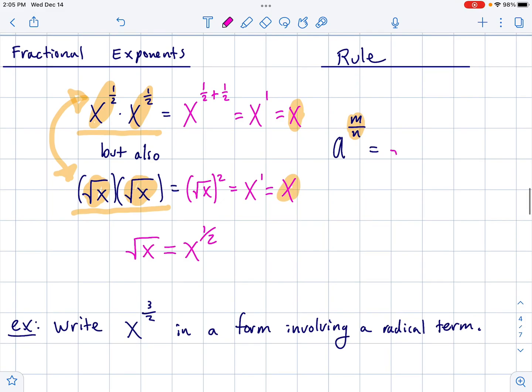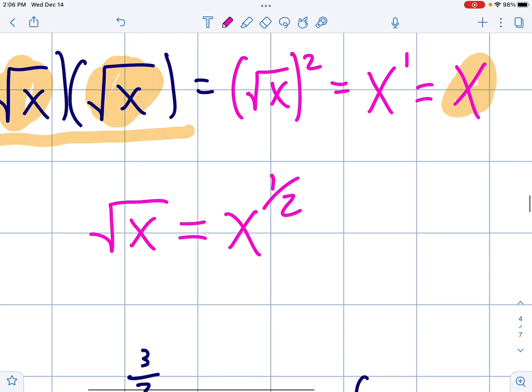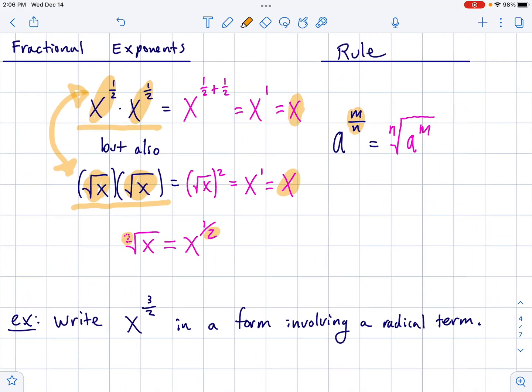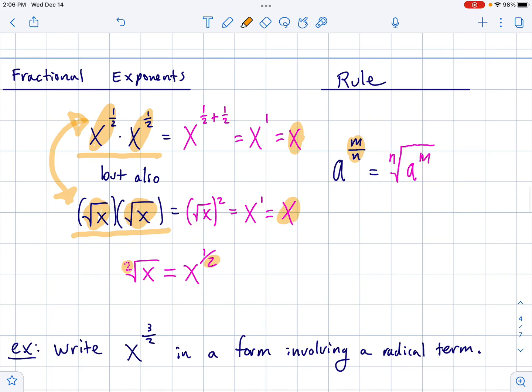What this means is that anytime you have a fractional exponent, this can be rewritten as the nth root of a to the m. Notice that here there's a little ghosty 2 that we don't write in the index of the radical. So that 2 right here is the same as this 2. So your denominator is the same as the index.